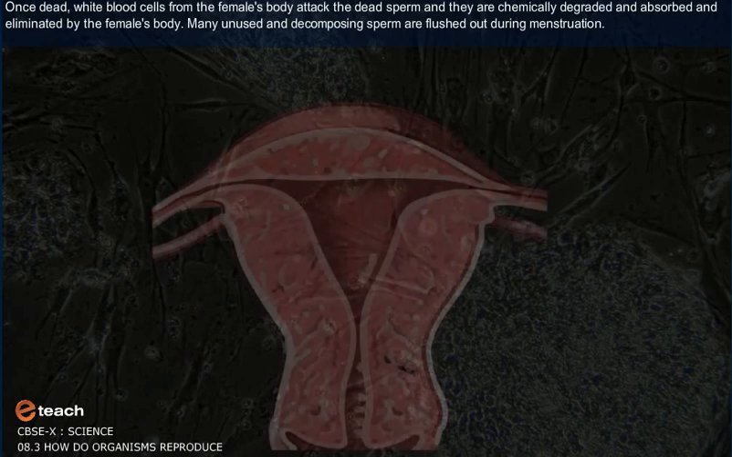Once dead, white blood cells from the female's body attack the dead sperm, and they are chemically degraded, absorbed and eliminated by the female's body. Many unused and decomposing sperm are flushed out during menstruation.